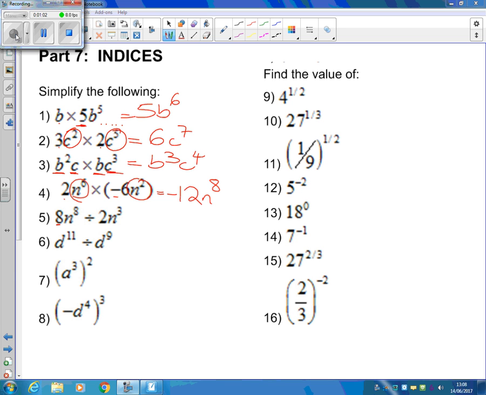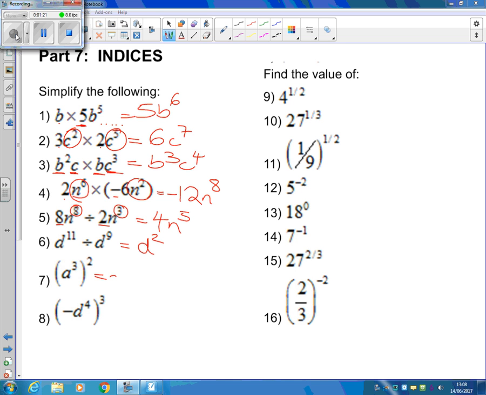So here we're doing 8 divided by 2, which is 4. N to the 8 divided by n to the 3, so we're taking away the powers here, gives us n to the power of 5. No numbers here at all, just taking away the powers gives us d squared.